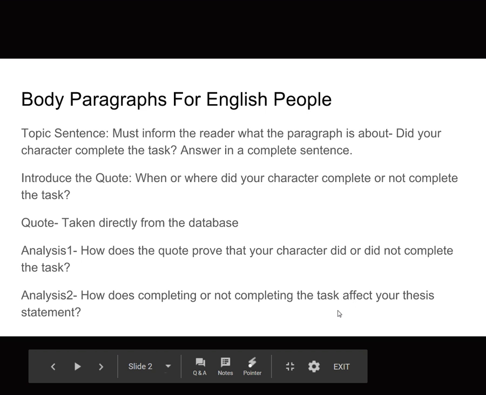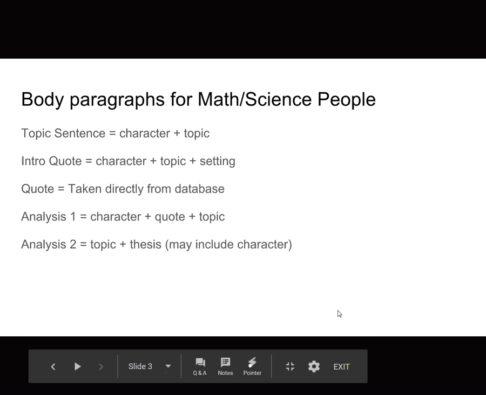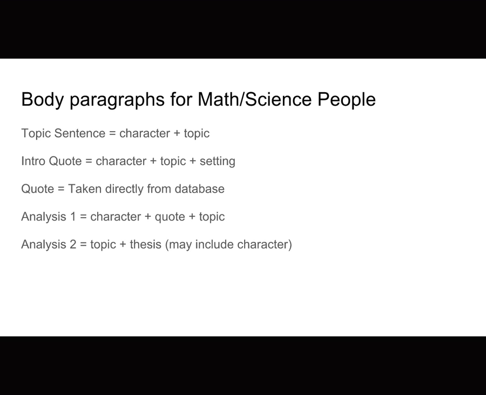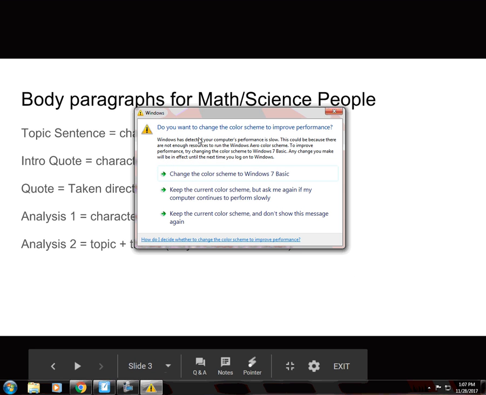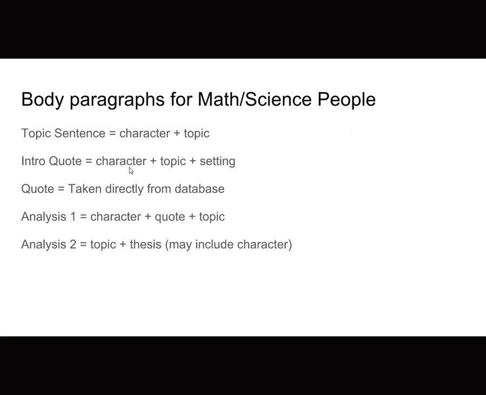For those students who prefer math or science, we can look at these sentences in terms of an equation. Your topic sentence is going to be your character plus your topic. Your introduction of the quote is going to involve your character, your topic, and the setting of the quote. Your quote, again, is taken directly from the database, so you don't have to write that sentence. Your first analysis should be your character plus integrate the quote and add the topic to that sentence. Your second analysis is going to be how the topic affects the thesis in any way. You may also include your character's name again.